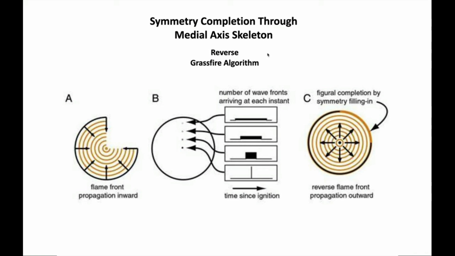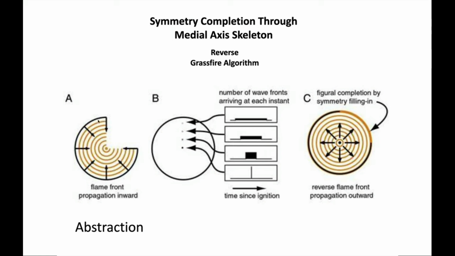I propose that this is followed by a reverse Grassfire rebound of the waves after they collide with each other at the center, and they propagate outward for the same time interval that it took for them to propagate into the center. And when they arrive at that point, they stop and print the flame front, thereby completing the symmetry of the circular symmetry detected in the stimulus.